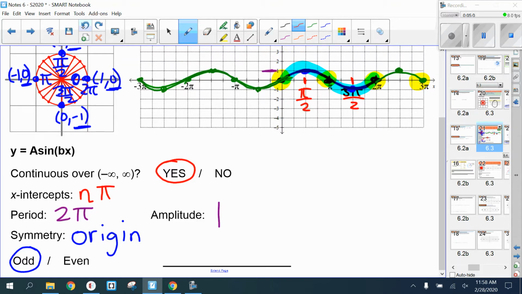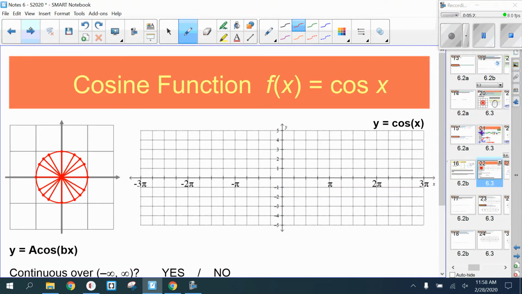All right, that's odd, and odd is going to have this weird property, sine negative x equals negative sine x. And we're going to have to deal with that a little bit later, okay? We'll talk more about that later. So now let's do cosine. Cosine, we pretty much do the same thing. We look at these points.